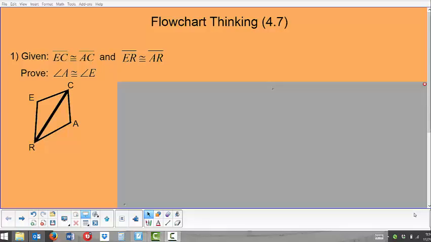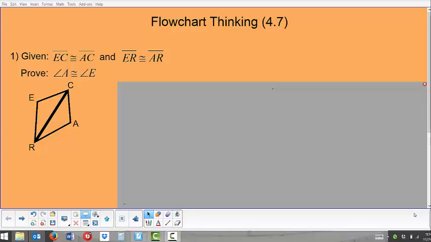So in this video, we're going to be looking at another type of proof called flowchart thinking. As opposed to writing a paragraph proof, this is another way that you could organize your thoughts for a proof. You start off the same exact way. You're going to take your givens and mark up the figure with what you know.